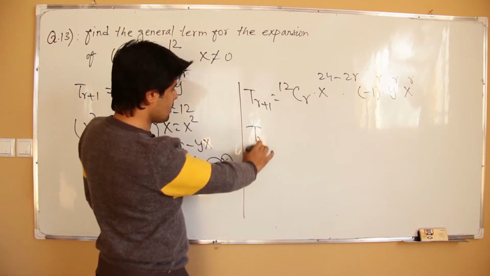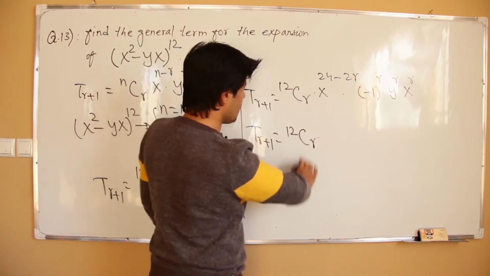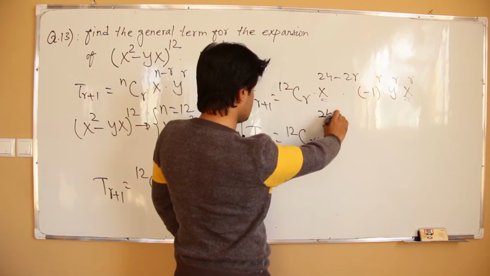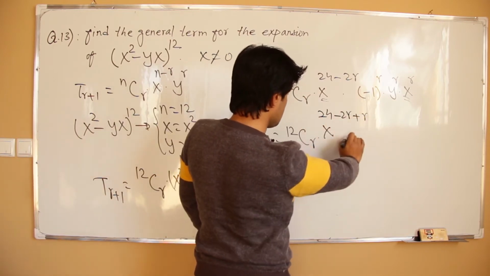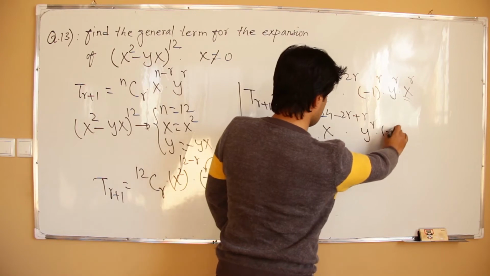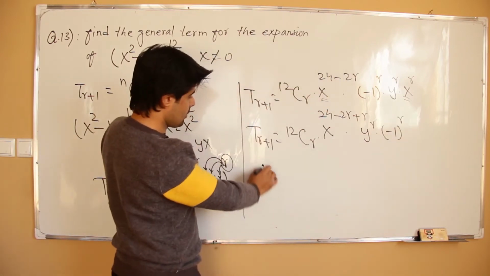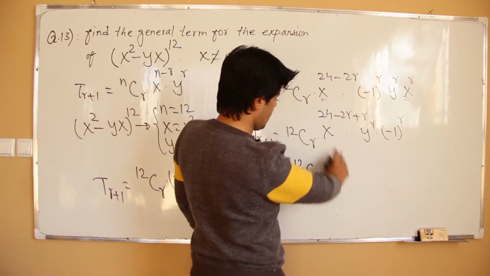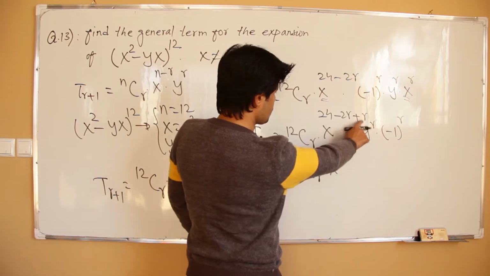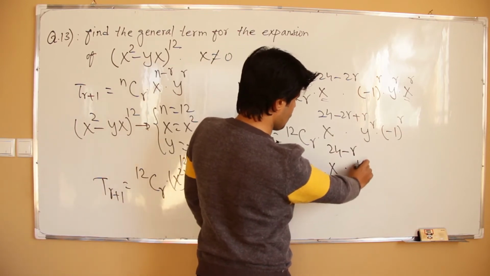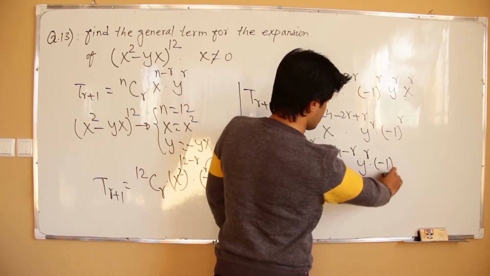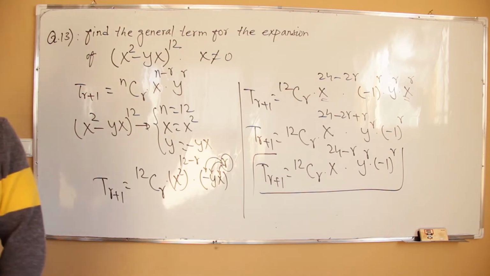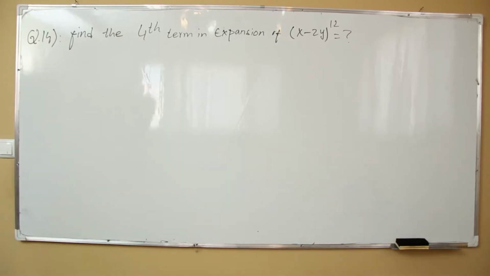Yes. Then T(r+1) is equal to 12Cr. This one with this one, the bases are same, so the powers are added: x to the power 24 minus 2r plus r, times y raised to the power r times minus 1 raised to the power r. So T(r+1) is 12Cr times x to the power 24 minus 2r plus r, which is minus r, and y raised to the power r, times minus 1 raised to the power r. This is the general term for question number 13. Write it please.